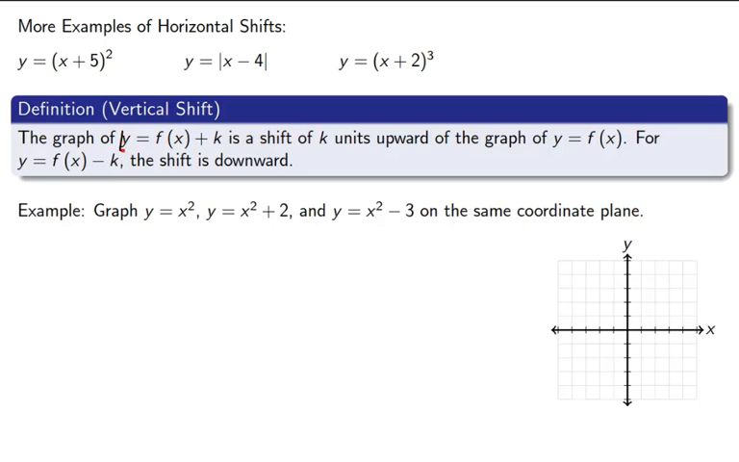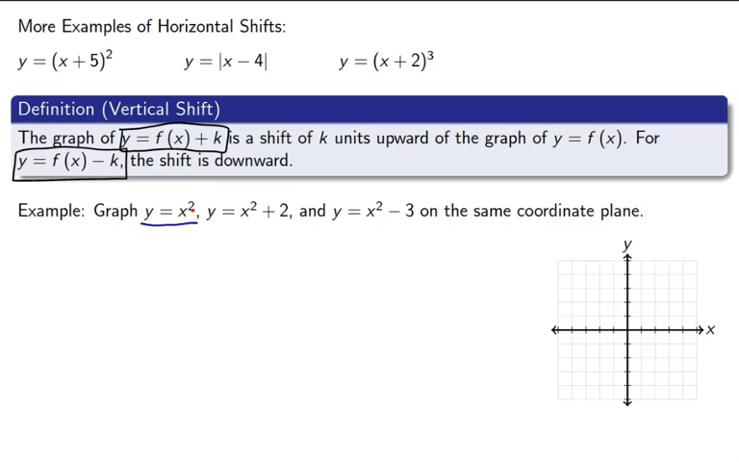Vertical shift looks like you've done something on the outside of the function. You've either got the actual function plus a value or the actual function minus a value. When this happens, we go exactly the way that we would expect. Plus k means go up k, up 2, or up 5, or whatever k may be. If it's a minus k, we go downward. Nothing is reversed when it's on the outside. The vertical shift is on the outside, and it goes exactly the way we would expect.